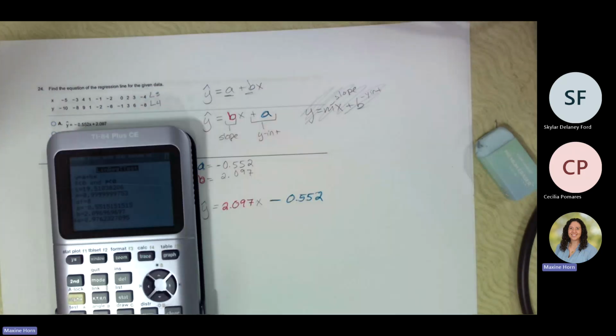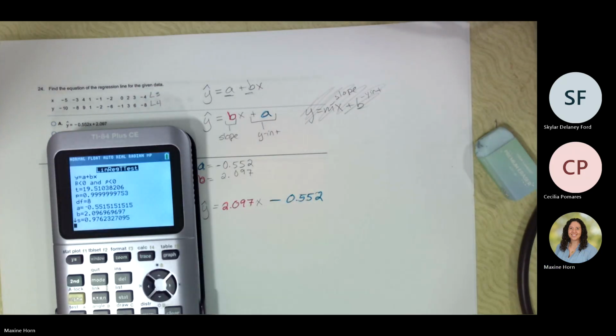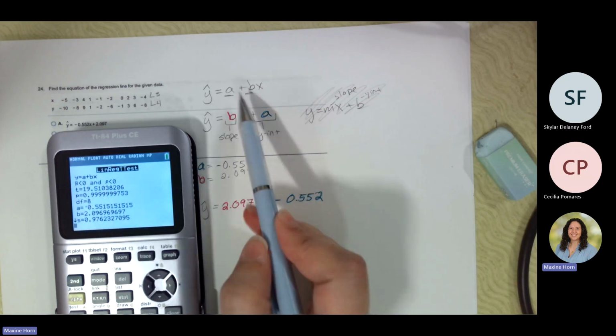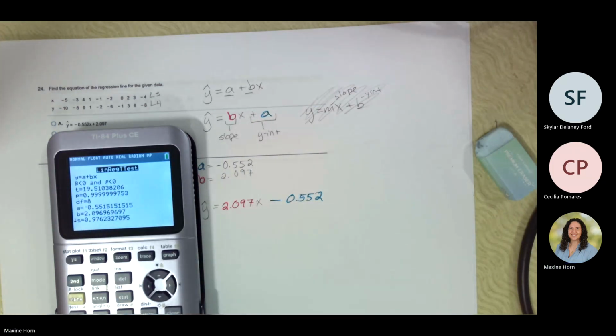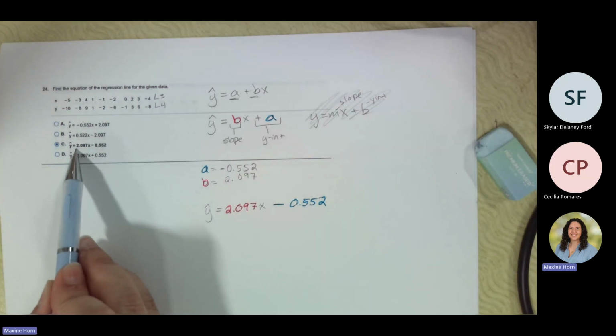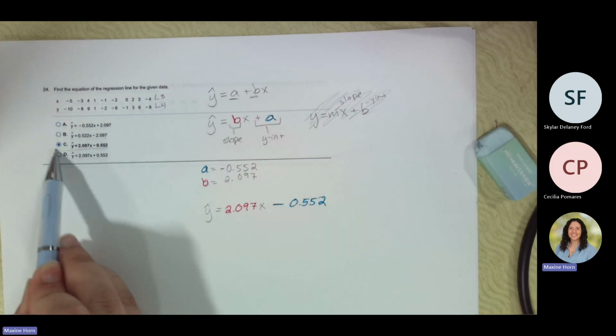And conveniently, the calculator reminds you, well, I mean, it does say a plus bx, but remember we write the bx before we write the a. So bx plus a. Okay.